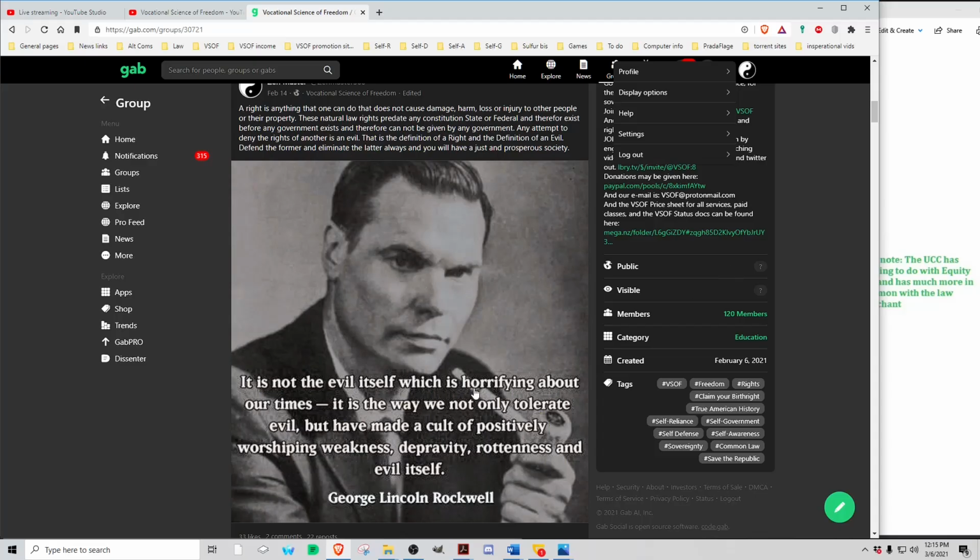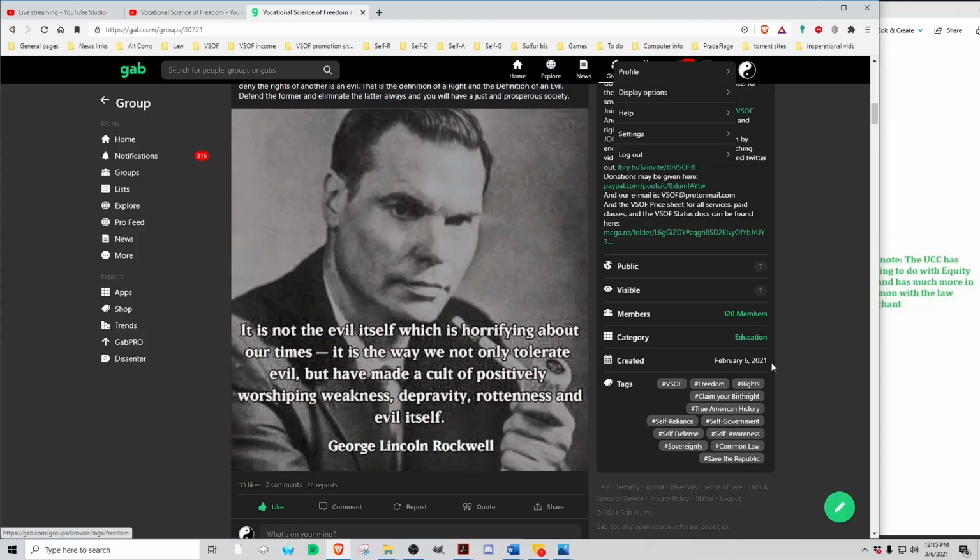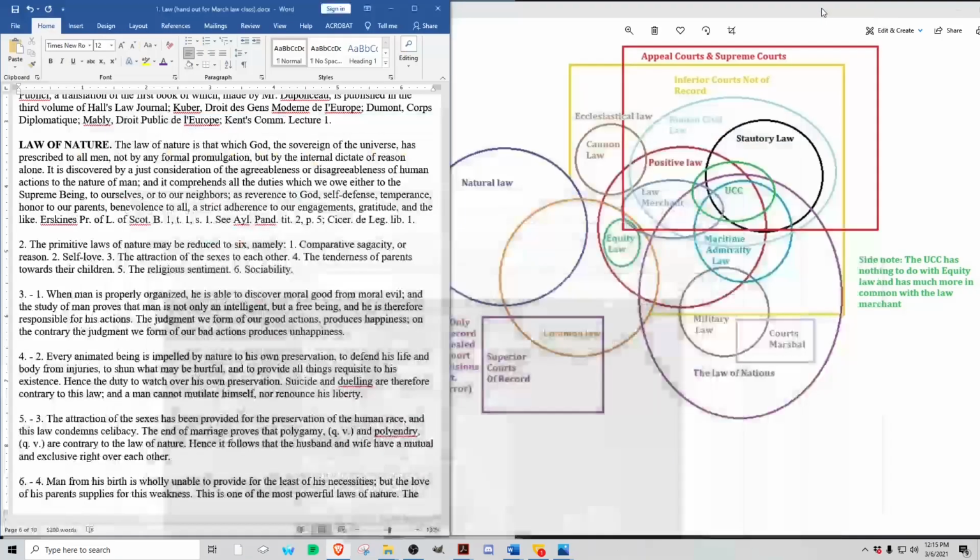As George Lincoln Rockwell put it, it is not the evil itself which is horrifying about our times. It is the way we not only tolerate evil, but have made a cult of positively worshiping weakness, depravity, rottenness, and evil itself. That is the problem of where we find ourselves. Because all of this garbage over here is all run by the Luciferian scumbags, by the law attorneys. A turn means to take one and to give to another. Okay, that's what an attorney means, to take from you.